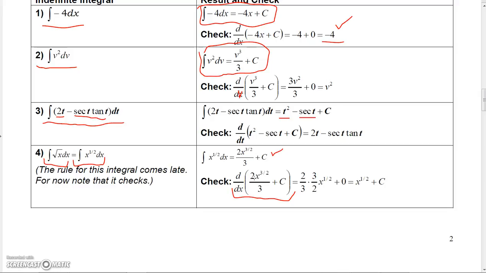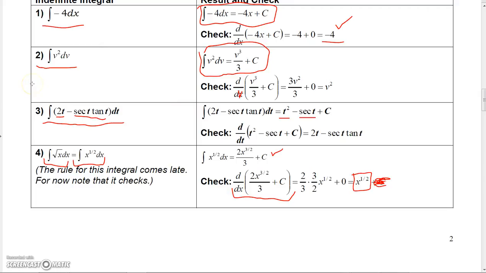Well, the derivative of this would be 2/3 times the derivative of x to the 3/2 using the power rule, so it would be 2/3 times 3/2 x to the 1/2, and then the derivative of c is 0. And so you're going to get x to the 1/2, which is the square root of x.